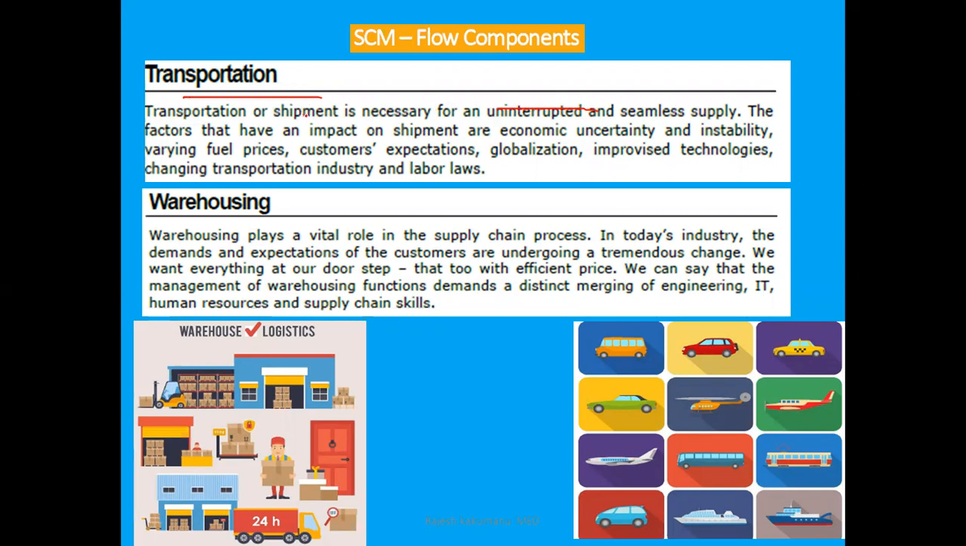The factors that have an impact on shipment are economic uncertainty and instability, varying fuel prices, customers' expectations, globalization, improved technologies, the changing transportation industry, and labor laws. So these are the changes happening in society frequently or occasionally. But the transportation of services and goods should not stop. See here next, how the transportation is done through all these means.